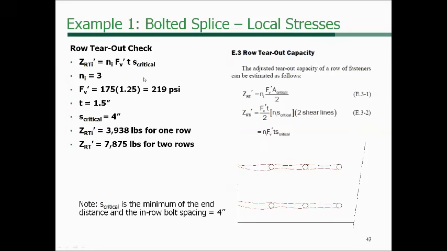Now let's check row tear out. In this case, we're going to use shear values, and we're going to need the thickness of the member, and then S critical, which is the critical spacing or end distance between fasteners. In this case, it's 4 inches based on the configuration that we have. Number of fasteners is 3. And so we run through those calcs. It ends up being 3,900 pounds for one row, almost 7,900 pounds for 2 rows. And so that's the row tear out capacity.